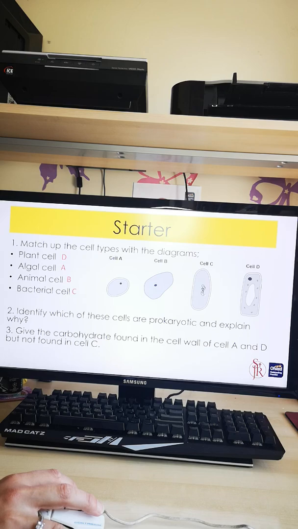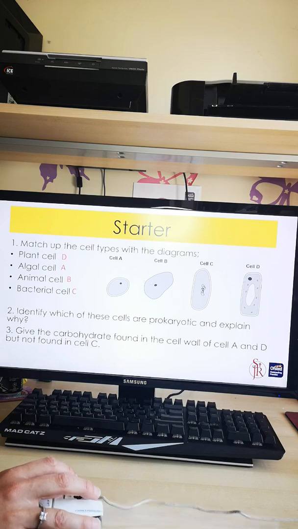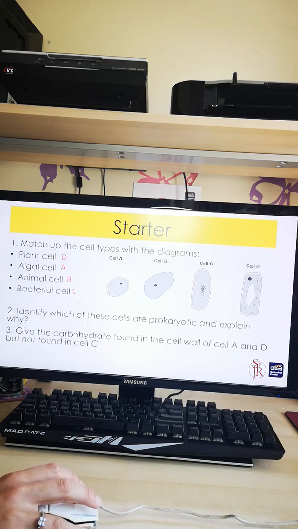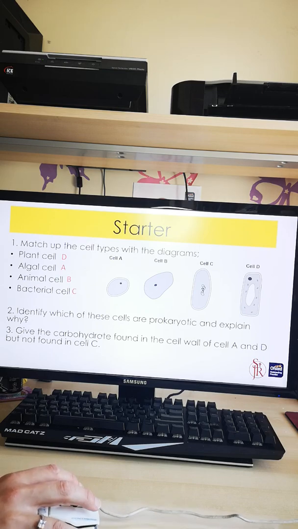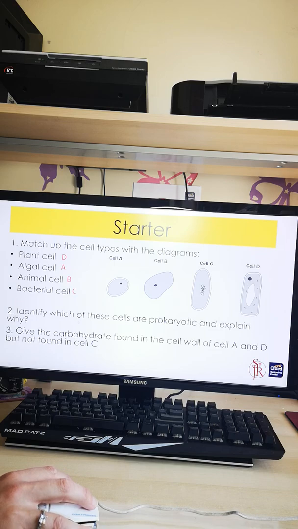The bacterial cell we can tell because it has no nucleus and its DNA is a circular molecule free in the cytoplasm. So this is a loop of DNA free in the cytoplasm. It's also got a cell wall. Okay, so there's your correct answer for those. Hopefully we've got those so far. If not, don't worry, because we'll be recapping some of those key features as we go through using some other activities too. Okay, so question 2, identify which of these cells are prokaryotic and explain why.